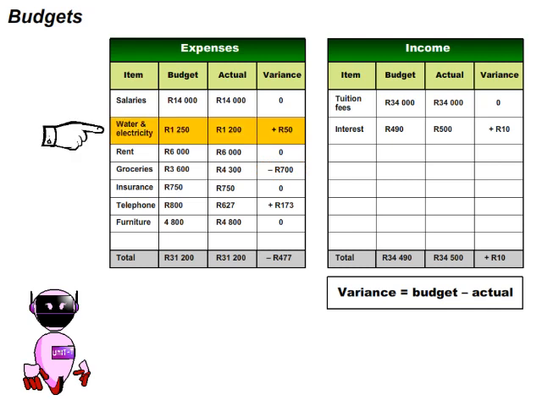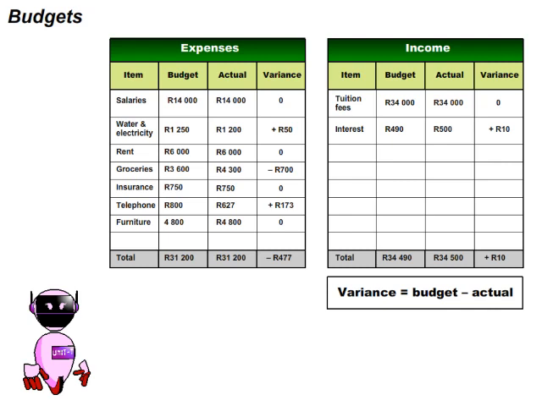Look at the water and electricity row. Our budgeted amount was 1,250 Rand. And fortunately, we only spent 1,200 Rand. This means there is a variance of 50 Rand. When working with expenses, a positive variance is always best.